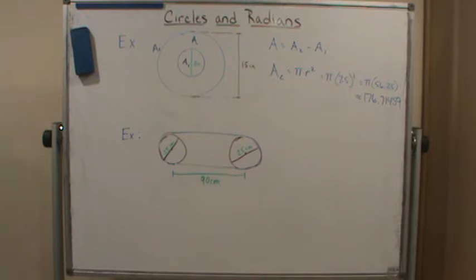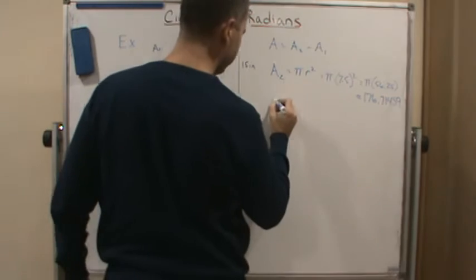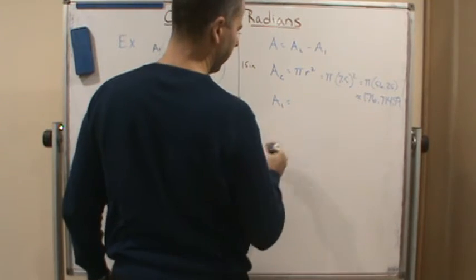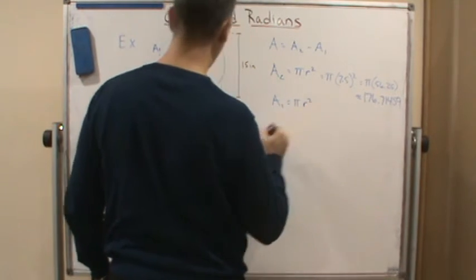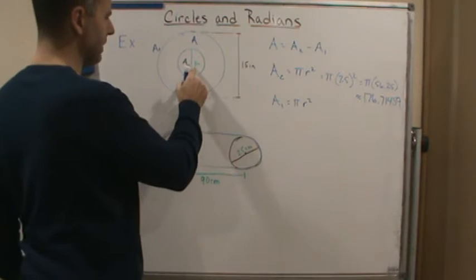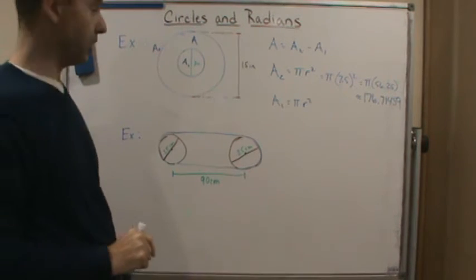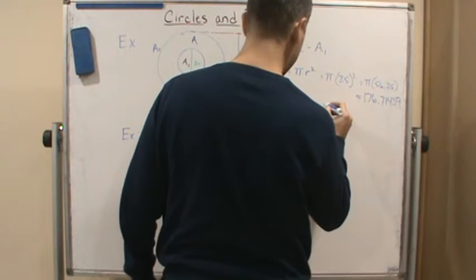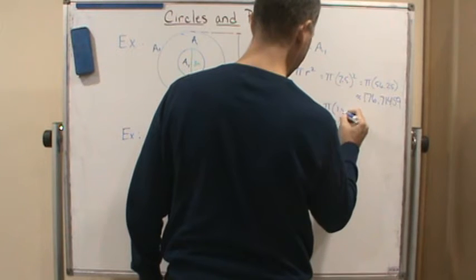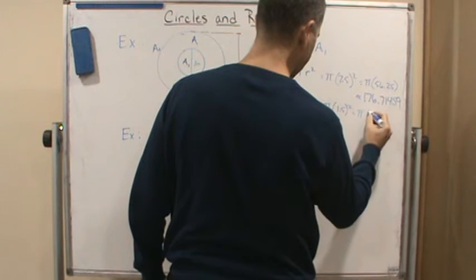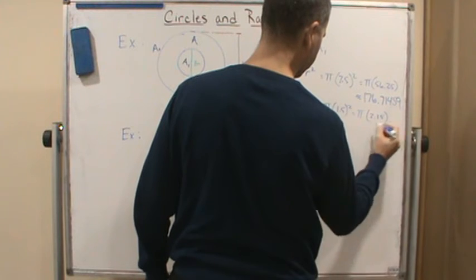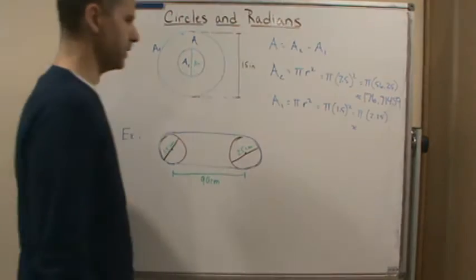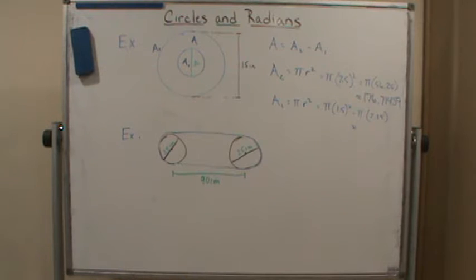Now, the inside circle, we're going to do the same thing, area 1. So area 1, again, is pi r squared. Now, the diameter of the inside circle is 3 inches, so the radius is going to be 1.5 inches. So it's going to be pi times 1.5 squared, which is pi times 2.25, which is going to be approximately equal to 7.06858.